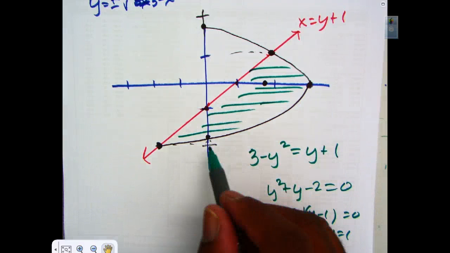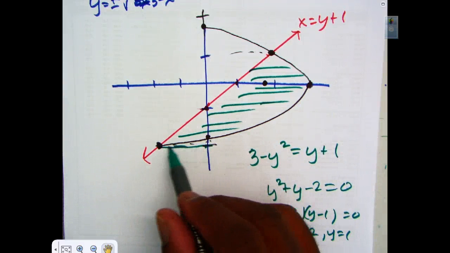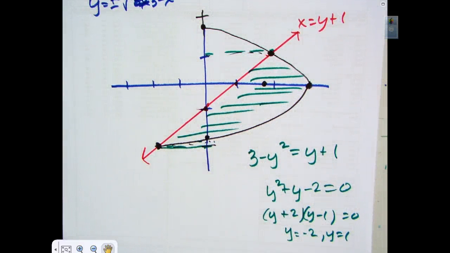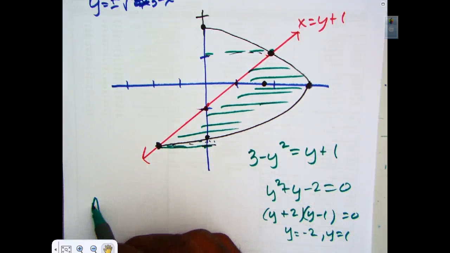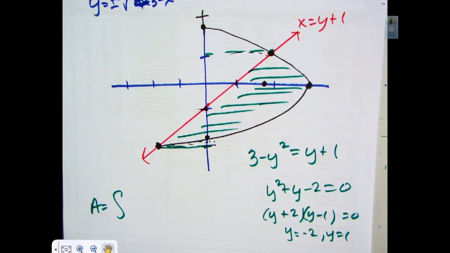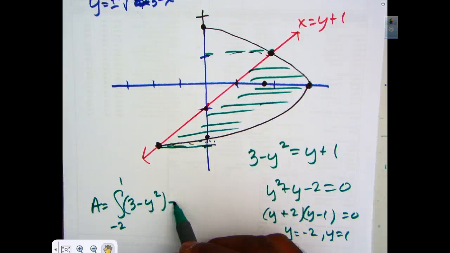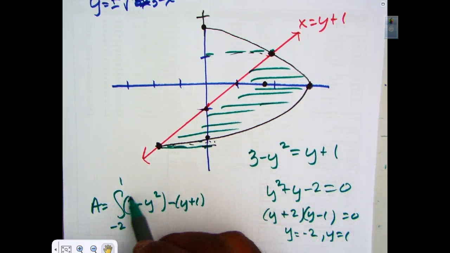So your limits are going to go from negative 2 to 1. And our area is going to be the integral from negative 2 to 1 of 3 minus y squared minus y plus 1 dy.